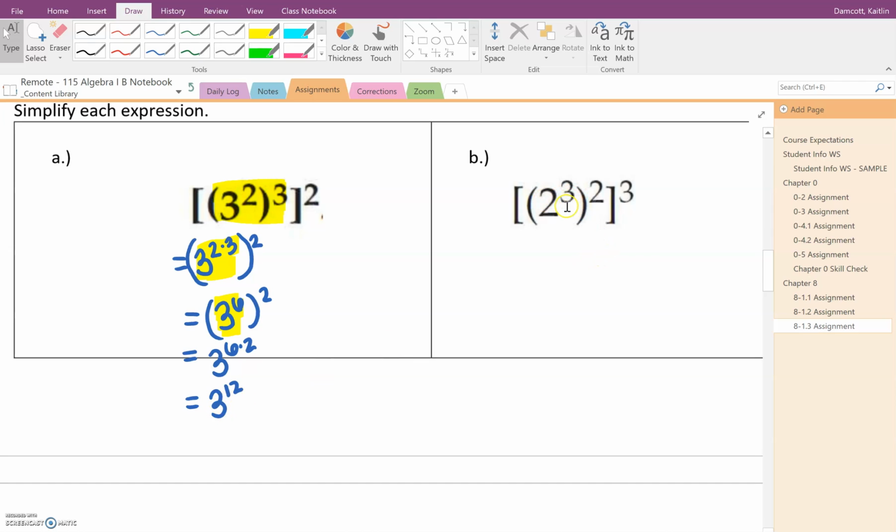Now for this one, same idea, I'm going to put down here my answer, but I've got 2 to the 3rd power to the 2nd power to the 3rd power. So I'm just multiplying these exponents. I keep my base, and then 3 times 2 times 3, 3 times 2 is 6, 6 times 3 is 18.